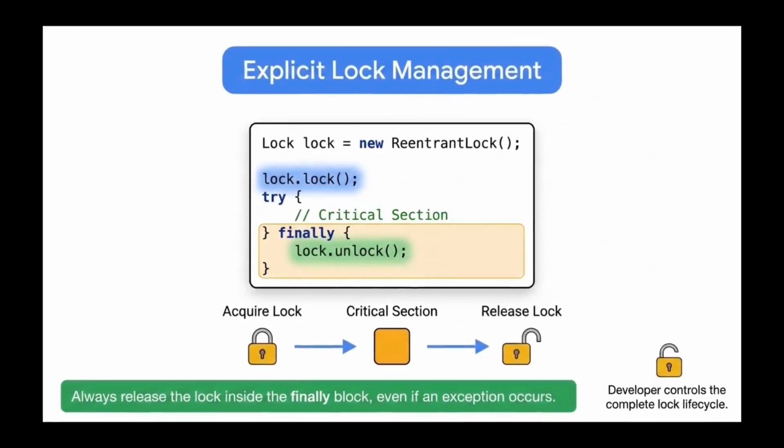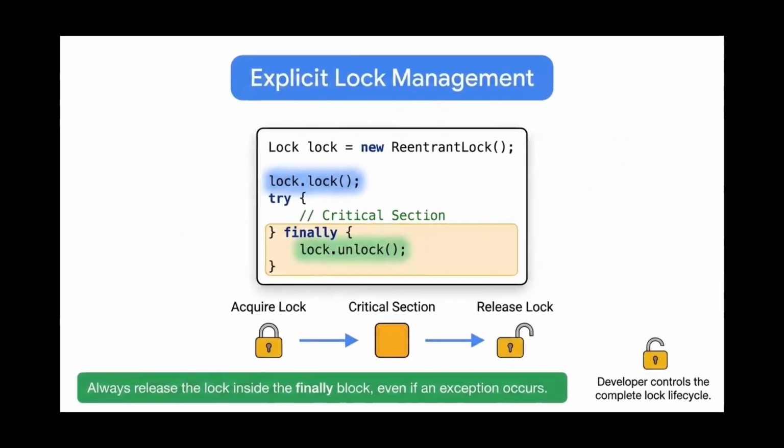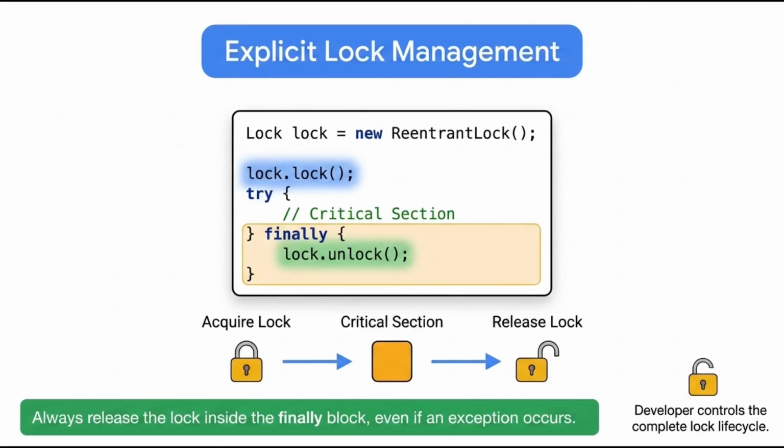Unlike synchronized, ReentrantLock requires you to manage the lock yourself. You explicitly acquire the lock using the lock method. After completing the critical section, you must explicitly release it using unlock. Always place the unlock method inside a finally block so the lock is released even if an exception occurs. This explicit lock management gives developers greater control over how locks are acquired and released.